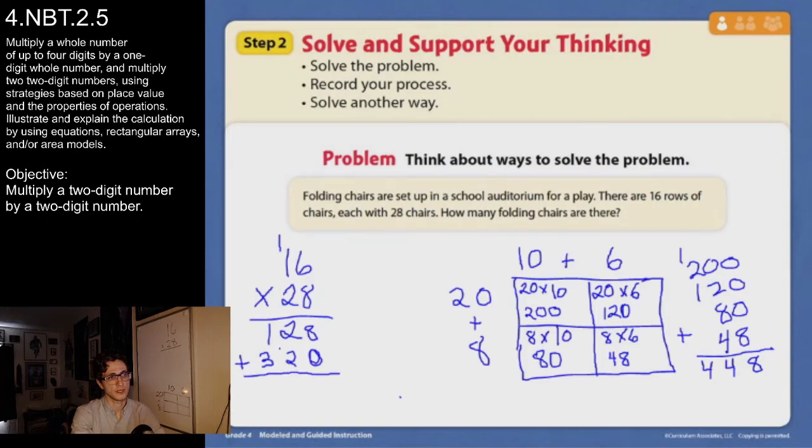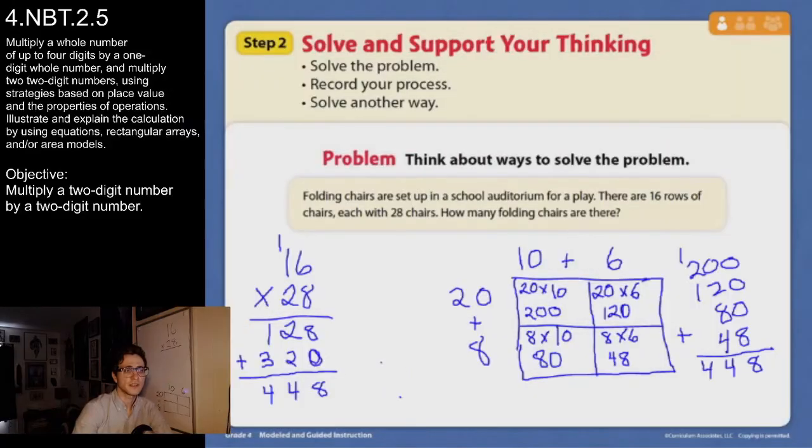But of course, we're not done. We have to add the products from each place value. So we have 8 plus 0 to make 8, 2 plus 2, which is 4, and then 1 plus 3, which is 4.